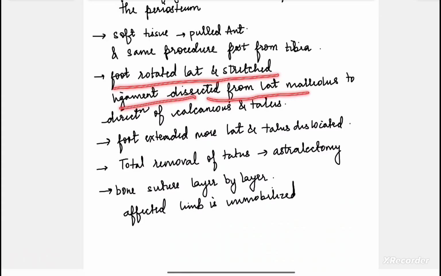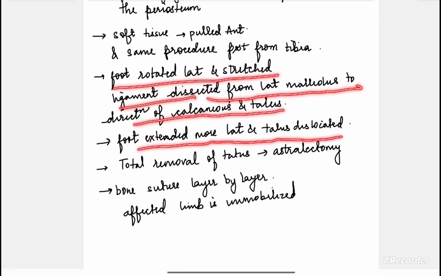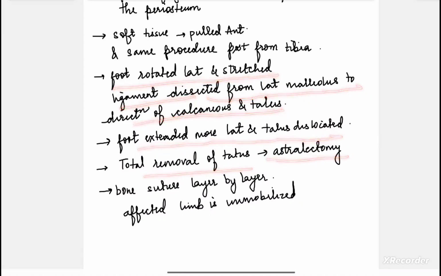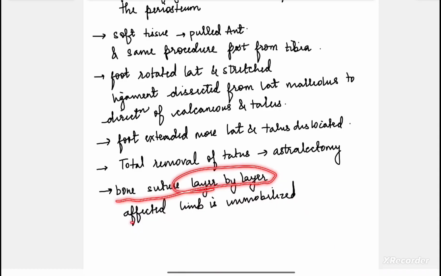Ligament is dissected from the lateral malleolus in the direction of calcaneus and talus. Foot is extended more laterally and talus is dislocated. Total removal of talus is astragalectomy. Bone suture is done layer by layer and affected limb is immobilized.